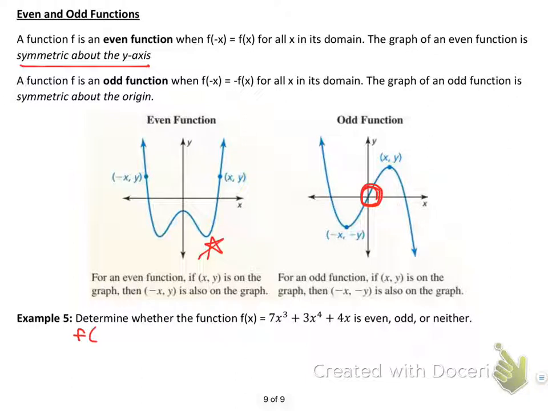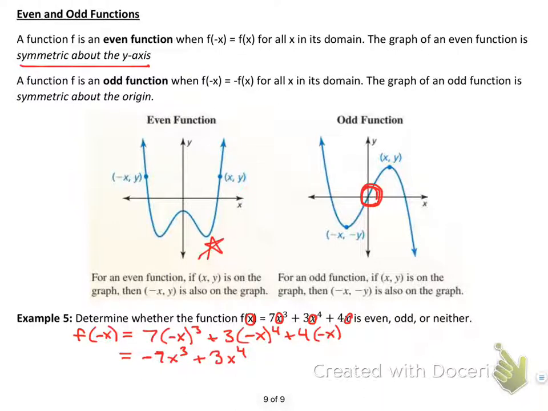So let's plug in negative x. Everywhere I see an x, so that'd be here and here and here, I'm going to plug in negative x instead. So we're going to have 7 times negative x cubed plus 3 times negative x to the 4th plus 4 times negative x. Now we're going to do negative x cubed. Well, a negative times a negative times a negative is negative. So I'm going to take that negative and put it up front, because that negative is not going away. Now here, for the 3 times negative x to the 4th, a negative times a negative is positive, and there's 2 of them. So if it's an even exponent, then that negative is going to go away. So that's plus 3x to the 4th. And then this will be negative 4x, because you just pull it.